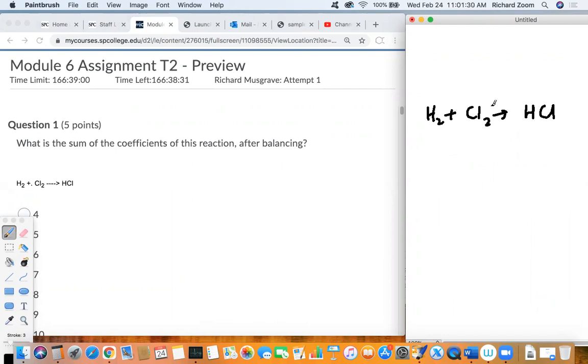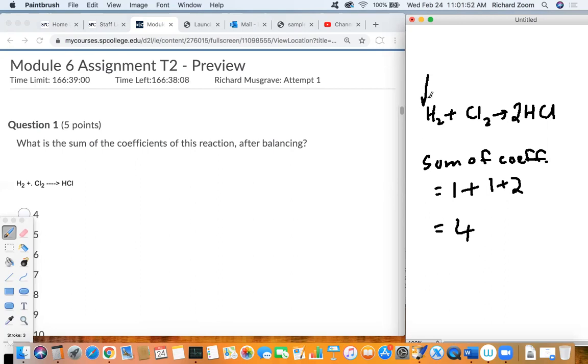The way to balance this would be to put a 2 in front of the HCl. Then we have two hydrogens and chlorines on each side. The sum of coefficients would be 1 + 1 + 2 = 4. Even though there is no one shown here, we're assuming it's there. That's how you should do sum of coefficients for anything.